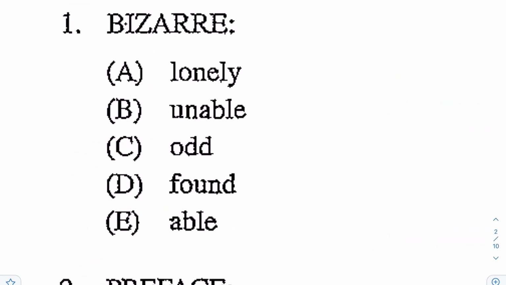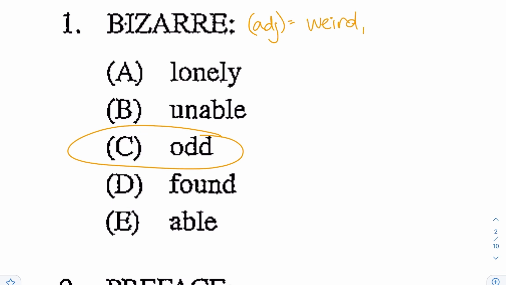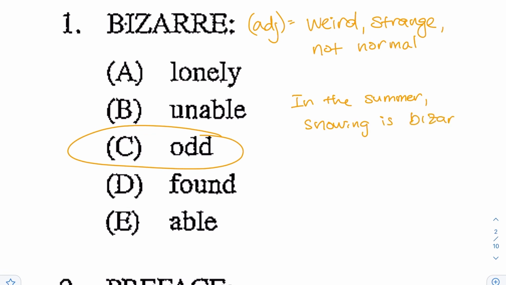So for question number 1, the word is bizarre. So bizarre is an adjective. When something is bizarre, that means that it's kind of weird, and it's kind of choice C, odd. So bizarre is an adjective, and it just means weird or strange. So something not normal. So for example, in a sentence, it can be in the summer, snowing is bizarre. So normally in the summer, you expect nice warm weather, and snowing is not normal. But this could happen in the summer if you're really high up in the mountains, for example.